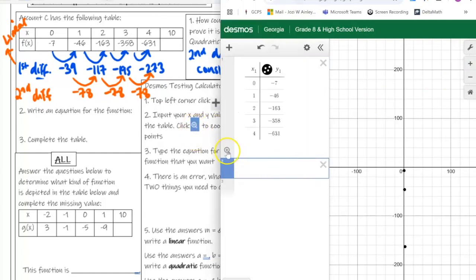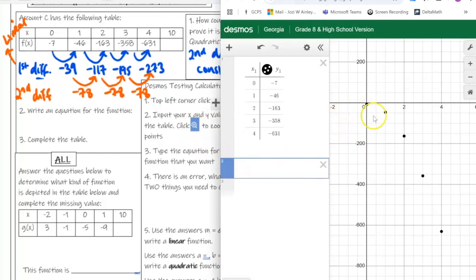It zoom fits the points. So if you click on it, look at what it did. It fitted the points. Now be careful with just going off of this, because this could be exponential flipped, or it could be half the quadratic. So for me, if I put the table in and it's a curved line, I'm definitely not checking if it's linear. I'm checking quadratic and exponential.